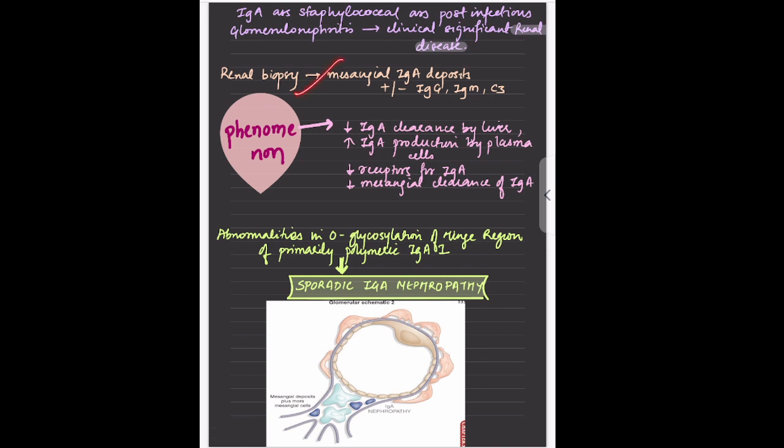On the renal biopsy, we will see mesangial IgA deposits. There may be IgG, IgM and C3 deposits. There are postulated phenomena: there is decreased clearance by the liver, increased IgA production by the plasma cells, decreased receptors for IgA, and decreased mesangial clearance of IgA.